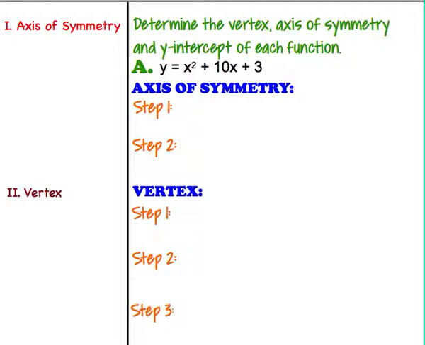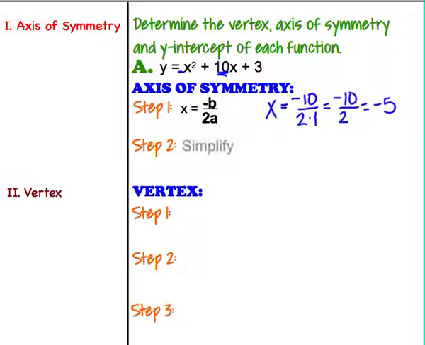Step 1 is going to be dealing with finding that axis of symmetry, and we're going to use x equals the opposite of b over 2a. So we have x, and b here is 10, so it would be negative 10 divided by 2 times a, and there's no number in front, so that's 2 times 1. So we end up with negative 10 divided by 2, which means that x is equal to negative 5. Then step 2 is going to be to simplify it, which means that our axis of symmetry is x equals negative 5.